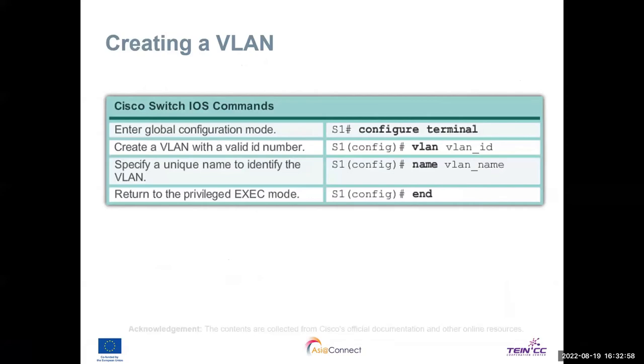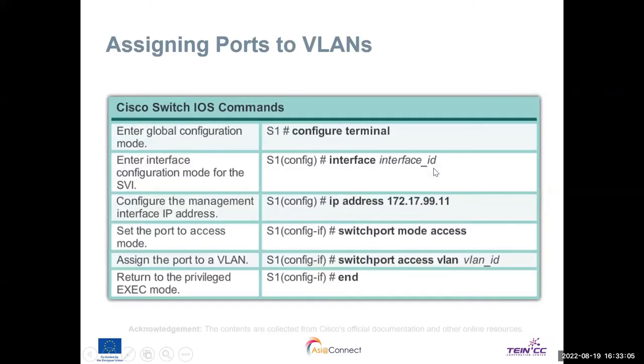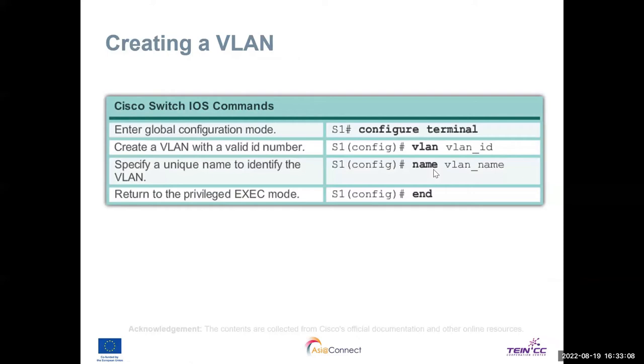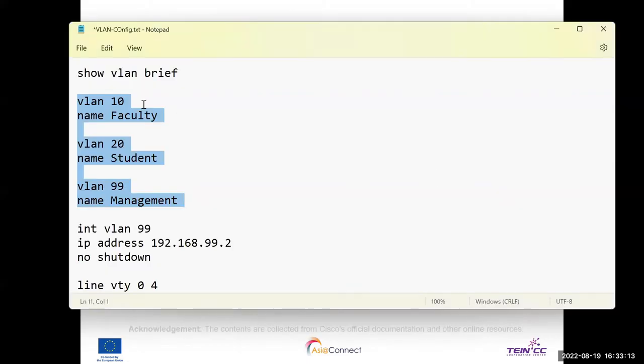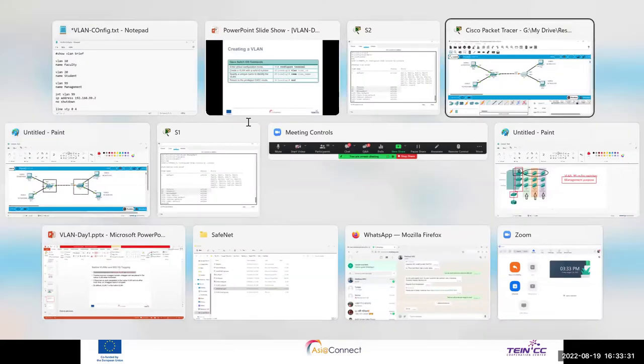So let me show you the slide again. We can create VLAN using this command, VLAN and the VLAN ID. So this is how we can create. Now we can see the VLAN information using this command, show VLAN brief. Every time we want to see what the VLANs are, we have to use this command, show VLAN brief, in the hash mode, right? In the hash mode. Okay.